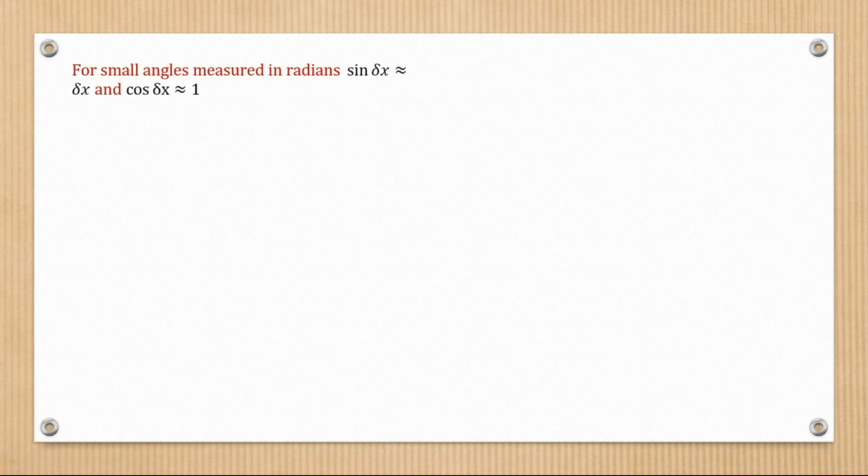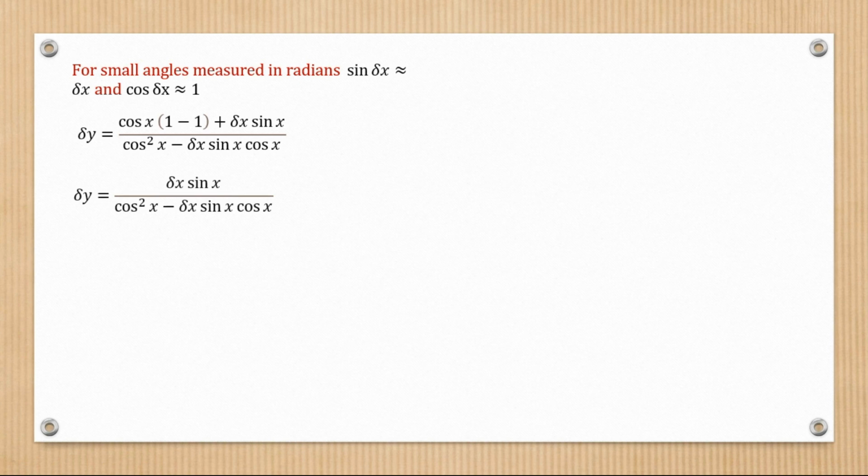Now remember that for small angles measured in radians, sine change in x is approximately equal to change in x, and cos change in x is approximately equal to 1. So now we're going to substitute those values there, and as you can see now we are left with 1 minus 1 in those brackets. So 1 minus 1 is 0, and then we are left with that, because 0 times cos x is 0. So we're left with change in x sine x. The denominator, that's actually what we have.